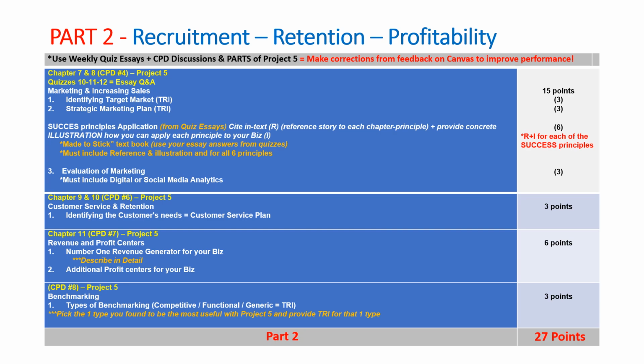So again, you can see we need TRI for identifying that target market and then coming up with your strategic marketing plan. But you're going to use then the success principles as illustrations for each of the 6 principles that were made to stick. Again, must reference and the illustrations for all the 6 principles. And then last, your evaluation of marketing.